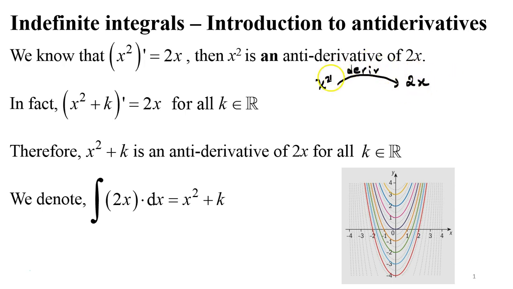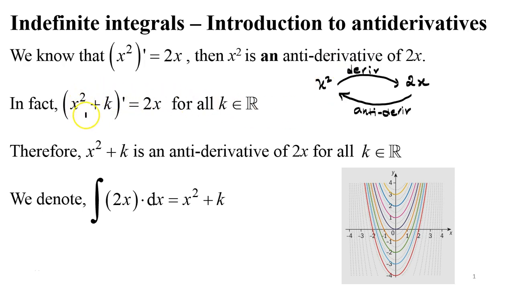Now, 2x is the derivative of x squared according to the power rule of derivatives. However, if I were to go back from 2x to x squared, I would in fact be finding the antiderivative of 2x. So x squared is an antiderivative of 2x because 2x is the derivative of x squared.